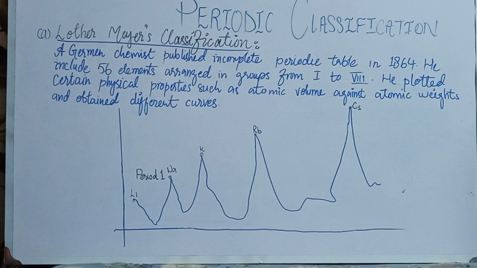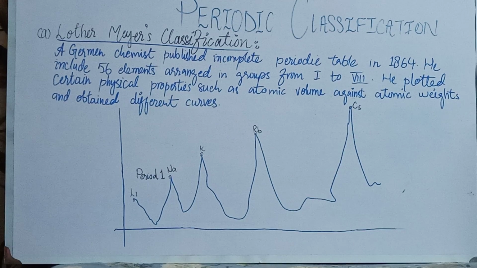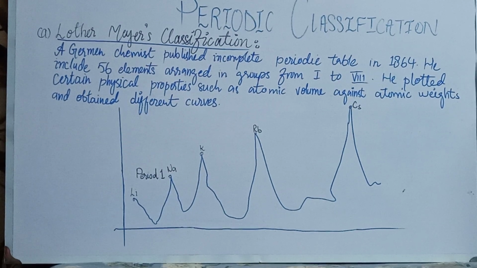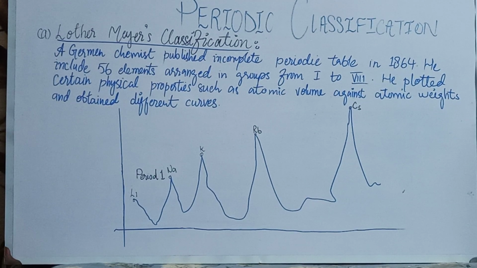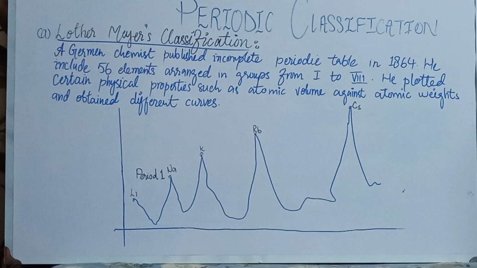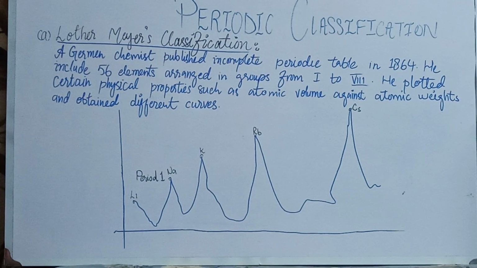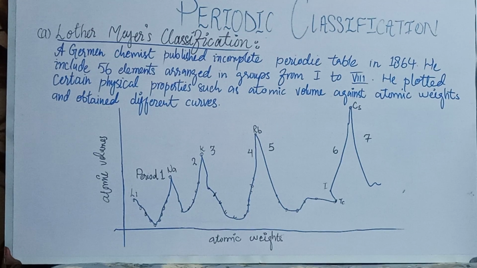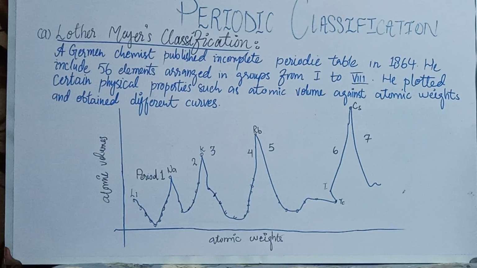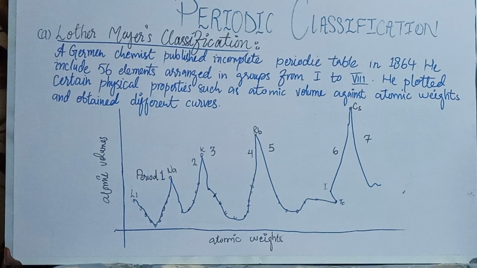He arranged the values and obtained a graph that is as shown on the board. So the peaks you can see are obtained from the elements lithium, sodium, potassium, rubidium and cesium. So they have similar properties and occupy the same position on the graph. And the same is true for the rest of the elements. And these are 7 periods, as I show on the curve with dots; the rest of the elements exist there. On the y-axis are atomic volumes and on the x-axis atomic weights.